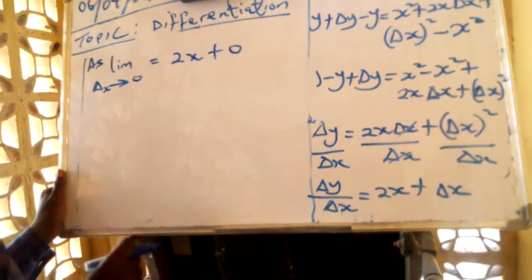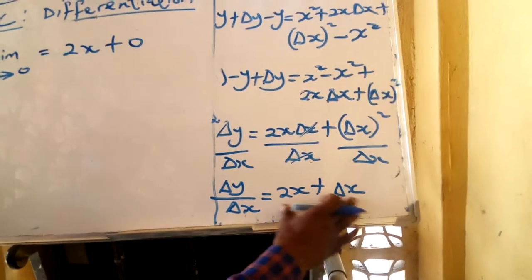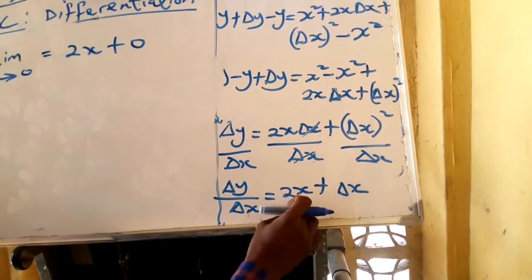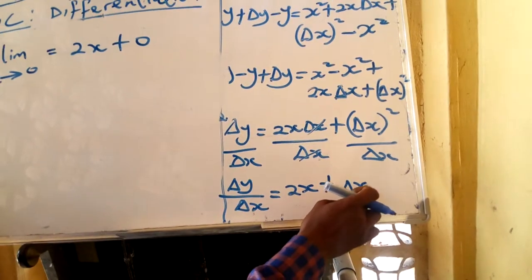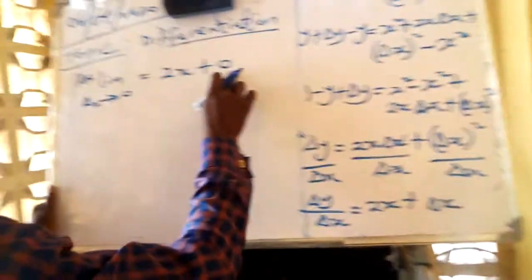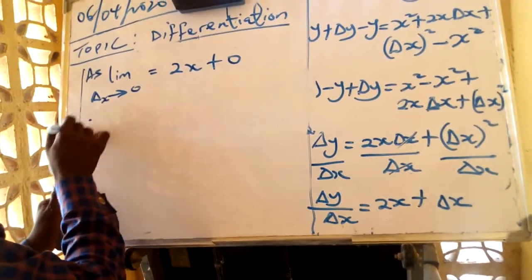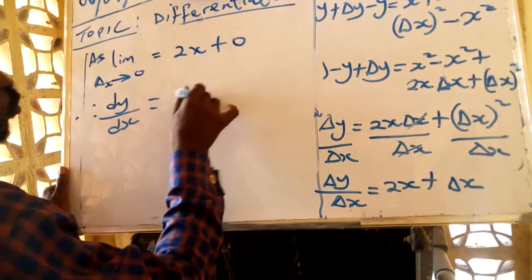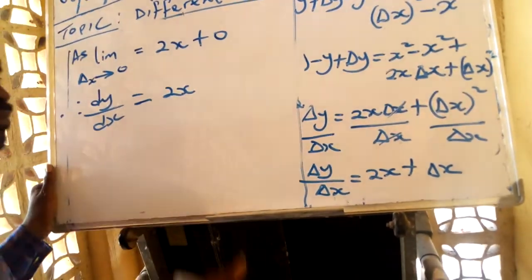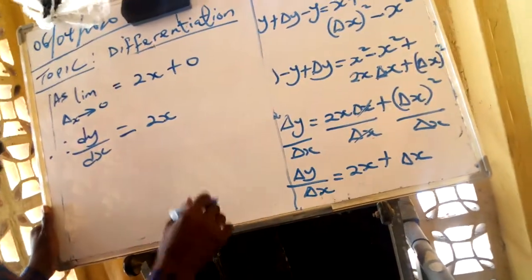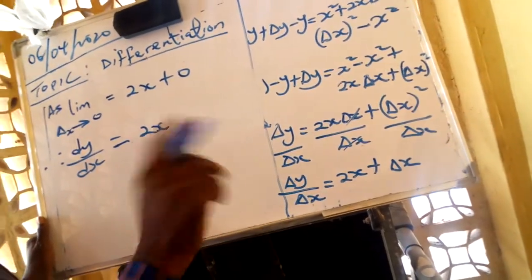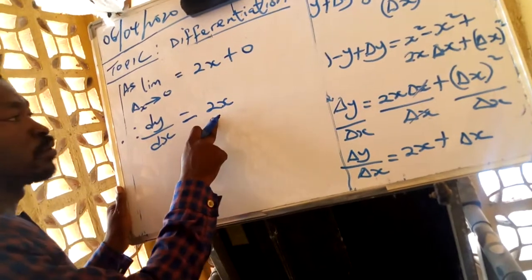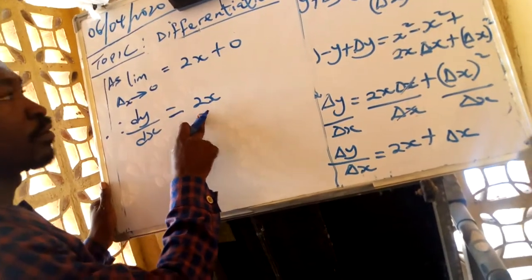So from this particular equation, we have delta x. That means instead of writing delta x, we're going to write 0. We now say, therefore, dy/dx equal to 2x. So that simply means that if you find the derivative of y equal to x squared, your final answer will be 2x. This is example 1.